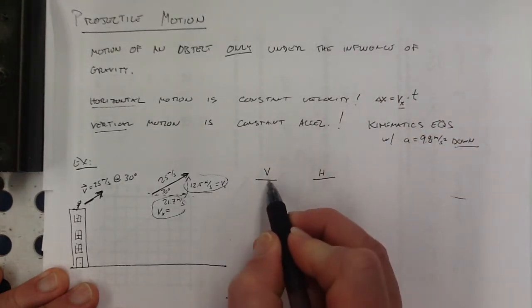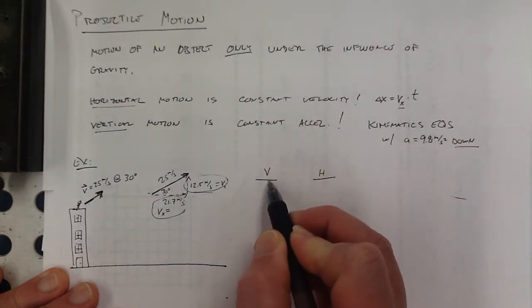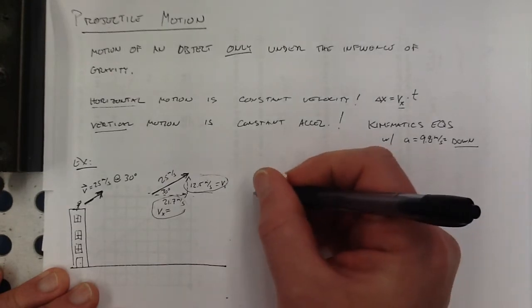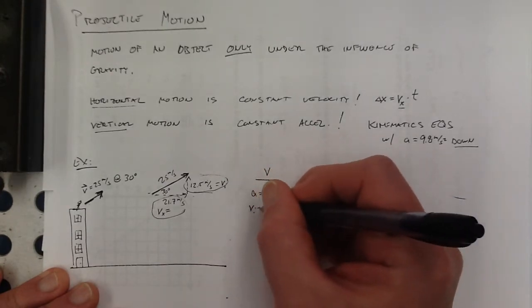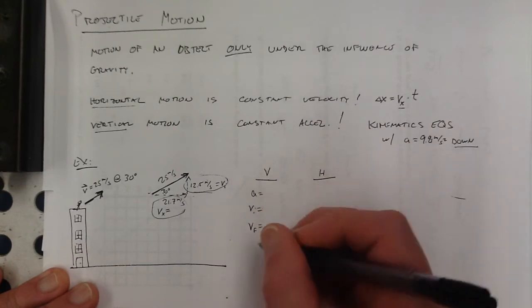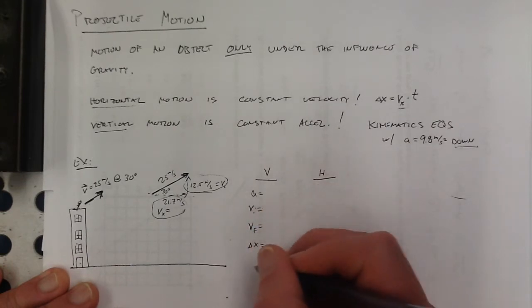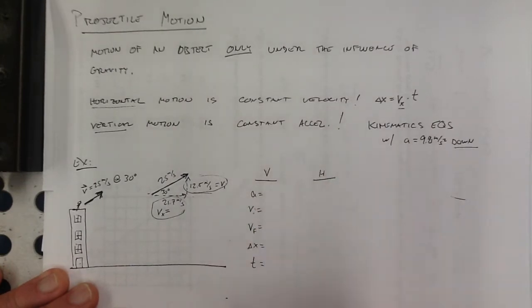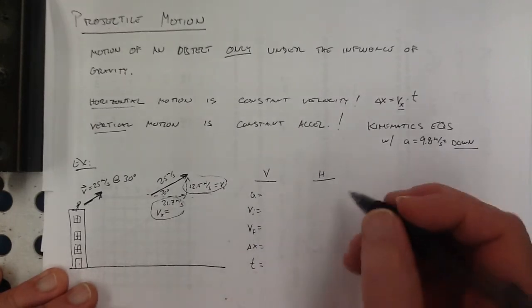Okay, so then I'm going to set up two columns of information here. In the vertical direction, this is a kinematics problem. So I have acceleration, initial velocity, final velocity, delta x, and time. I'd like to encourage you to list time last here. I'll explain why in just a second.